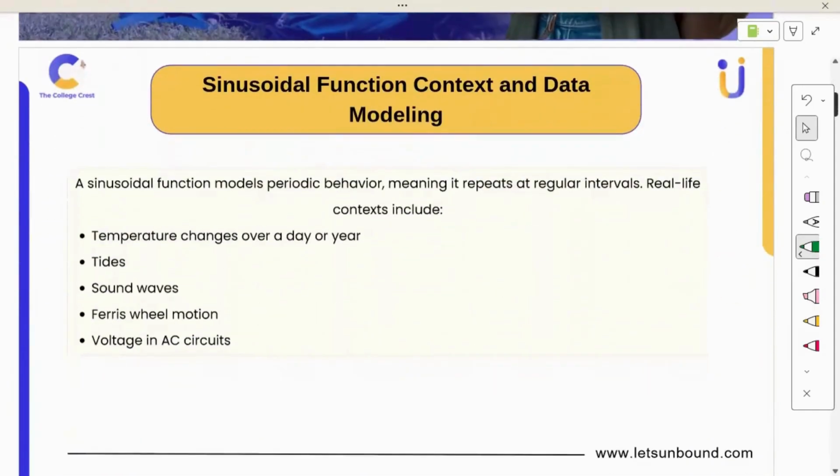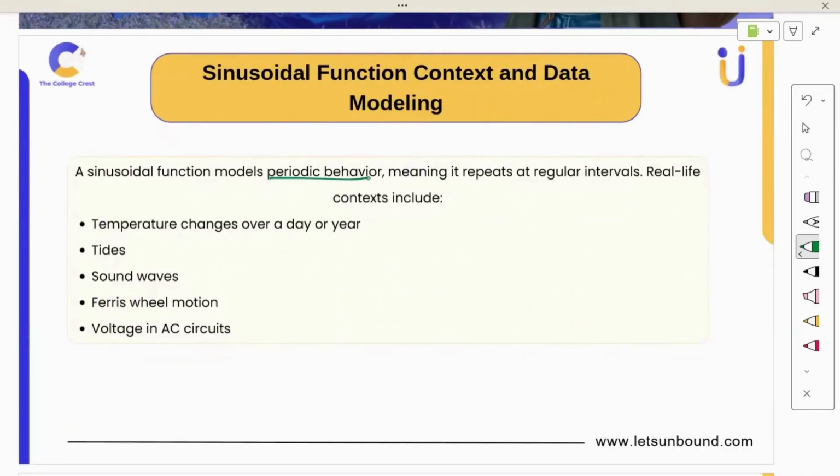Here we go. A sinusoidal function models periodic behavior. First, you observe something, and you go for sinusoidal when you notice a periodic behavior, and we already did the very first episode about periodic phenomena. It repeats at regular intervals. Real life contexts like this include temperature changes over a day or a year, maybe the seasonal changes. Tides have periodic behavior, as do sound waves, Ferris wheel motion, voltage in AC circuits, and phases of the moon. All of this we did, right? So these are some real life contexts where we can see periodic behavior and model it with a sinusoidal function.